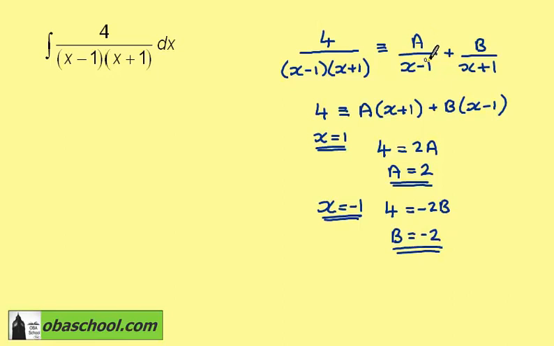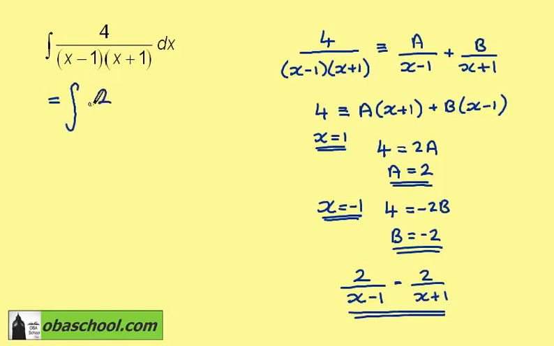We can now take these values and substitute into here, giving us the partial fractions 2 over x minus 1, take away 2 over x plus 1. Returning to the integral, we can rewrite the integral as the integral of 2 over x minus 1, take away 2 over x plus 1.